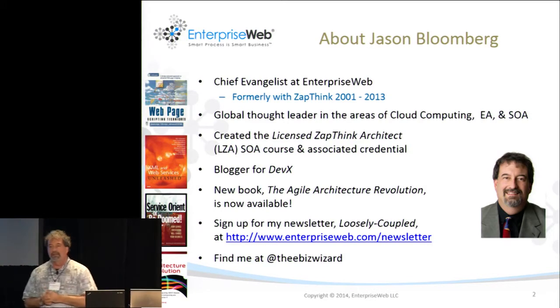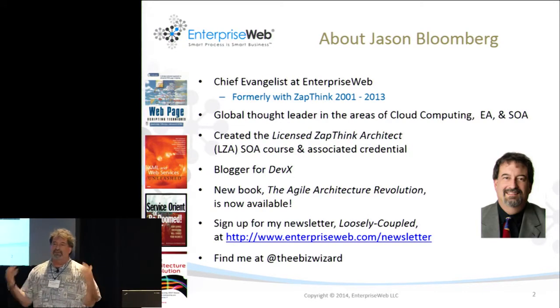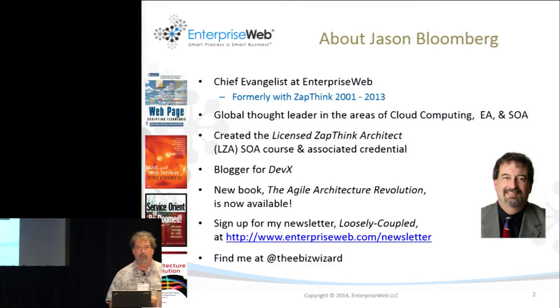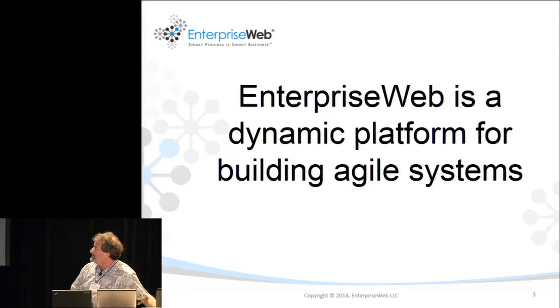I wrote the book Agile Architecture Revolution. It's been out for about a year, and I laid out a story for agile architecture, which again was the story of what SOA was meant to be, but never really was. And now we have a technology that is able to support the vision that I laid out in the book. So it's all part of the story.